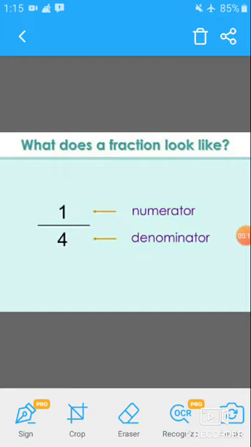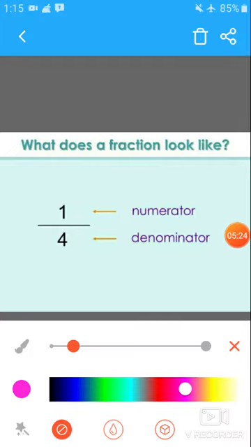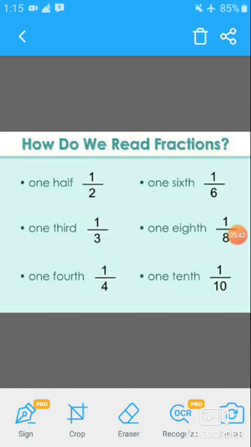So students, what does a fraction look like? Now I am going to tell you how does a fraction look like. So students, fraction can be written as 1 upon 4. So students, here 1 is a numerator and 4 is a denominator. This is clear to you all, right? Now students, how do we read fraction? Let's learn.